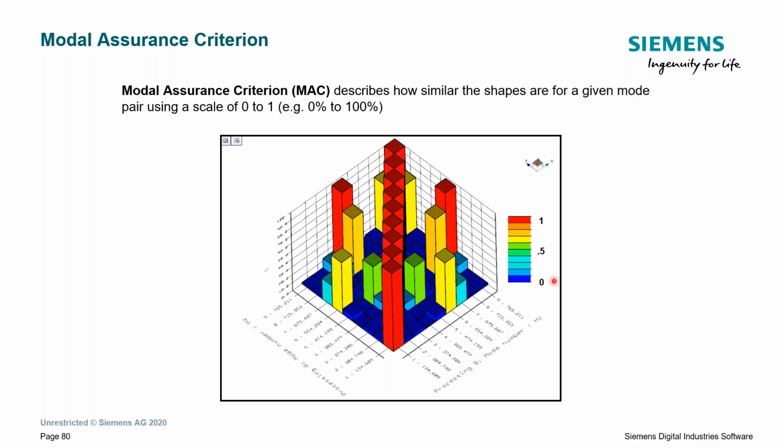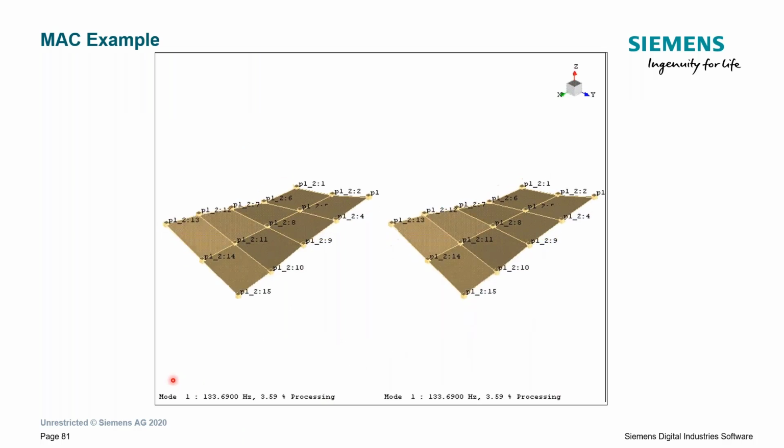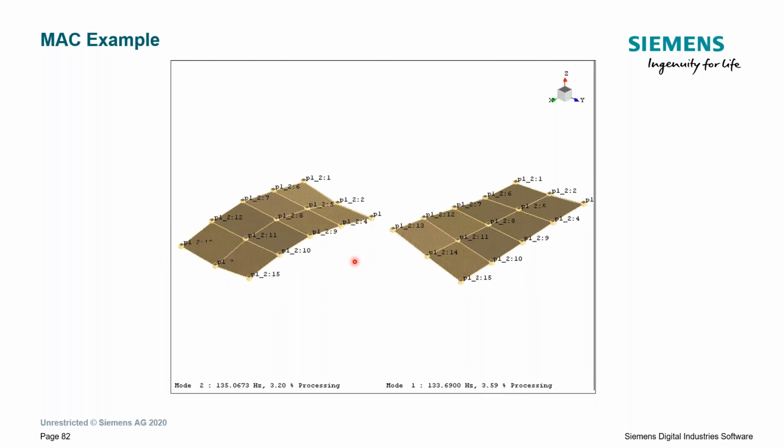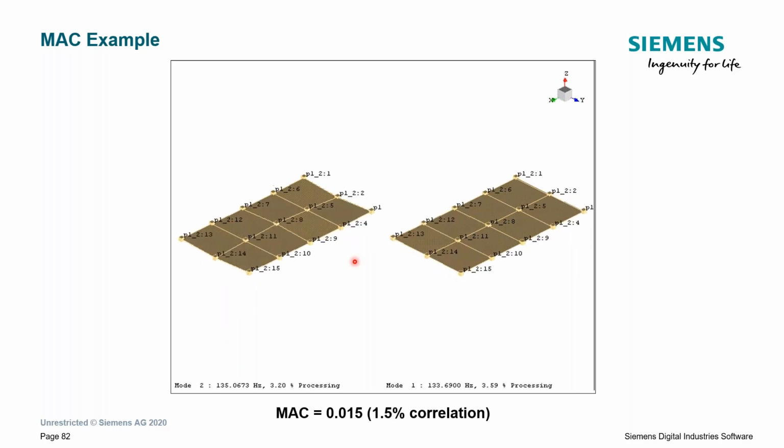Okay. We've got a few more minutes. I'm going to try and get through MAC here and explain that. So modal assurance criteria, or MAC, describes how similar the shapes are for a given mode pair. Now, I've got mode 1 and mode 1, and the correlation of mode 1 to itself should be 100%. So we have a MAC correlation of 100%. Mode 2 to mode 1 are 2 very different modes, so the MAC value should be very low, and it is, okay? These 2 only correlate by 1.5%.